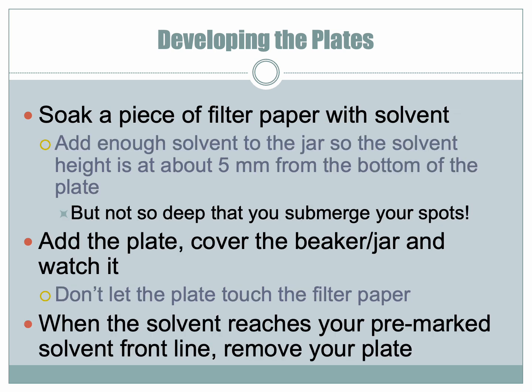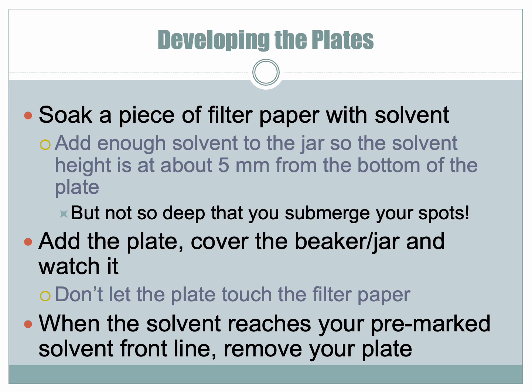Soak a piece of filter paper with solvent. Add enough solvent to the jar so that the height is about 5 millimeters from the bottom, but not so deep that you submerge your spots. Remember, after we spot our plate, we need the spots to be above the surface of the liquid inside the developing chamber, so it can't be very deep.